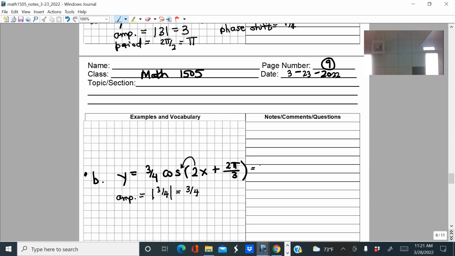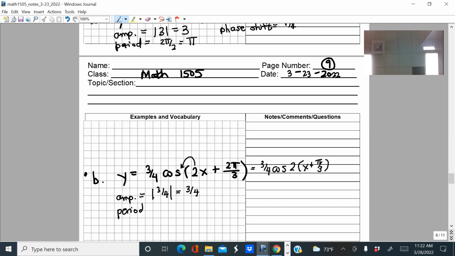Let's rewrite this one. So we get 3/4 cosine, and then when you factor the 2 out, you would have 2 times what? What's left inside the parentheses here? x plus pi over 3, right? So you have to factor the 2 out of the x, but also out of the 2 pi over 3. So when you factor the 2 from 2 pi over 3, you just get left with pi over 3.